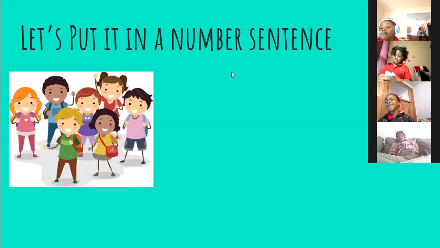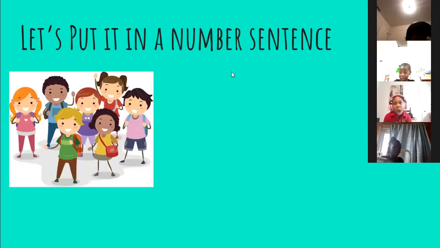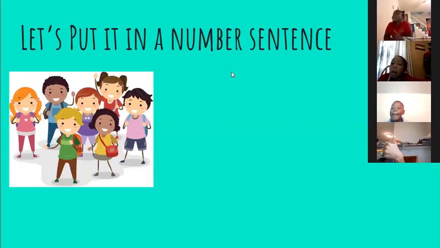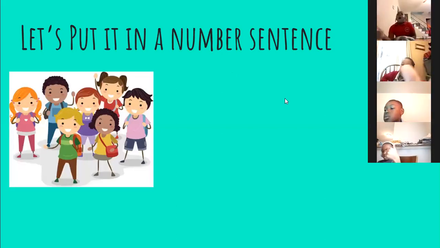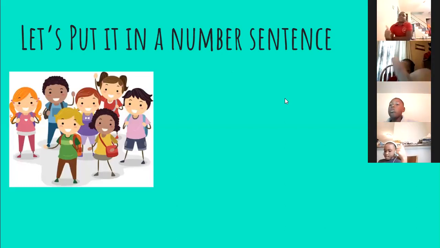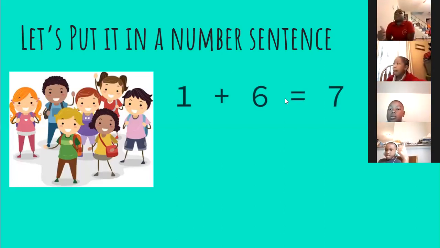Thumbs up if we agree with Chloe. I love the way that Nasir is paying attention, that Elijah is paying attention, that Kinsley is paying attention. Mr. Swan, please make sure they get some dojo points. So 1 plus 6 equals 7.